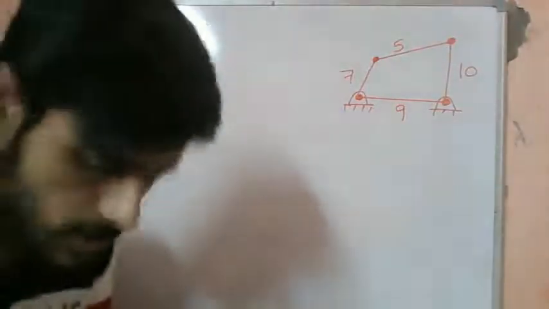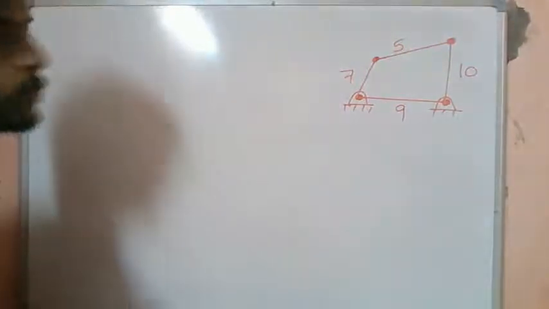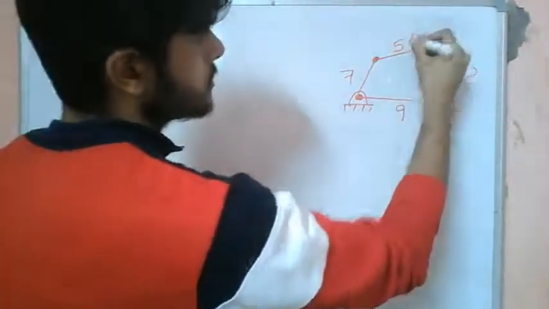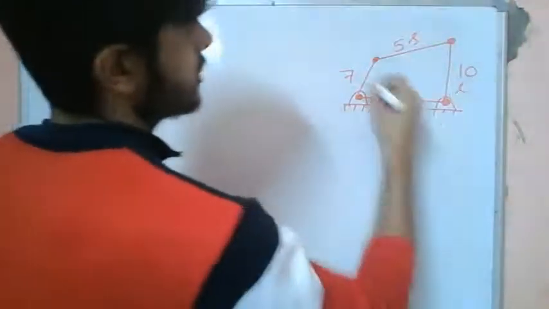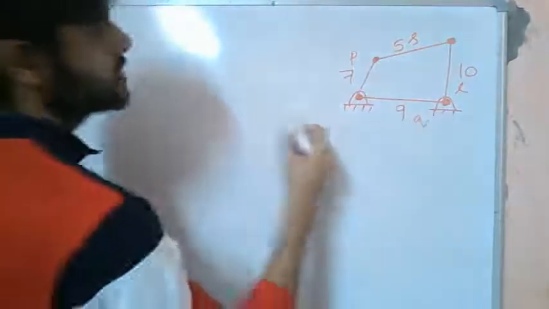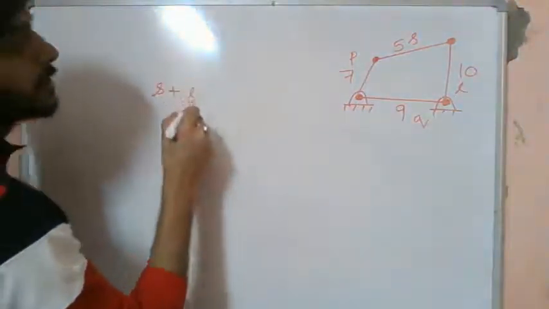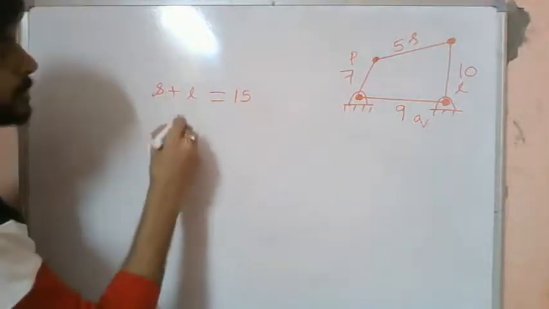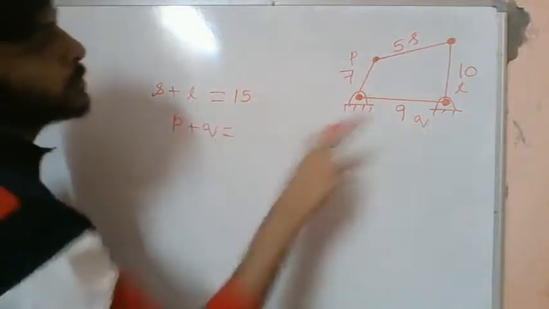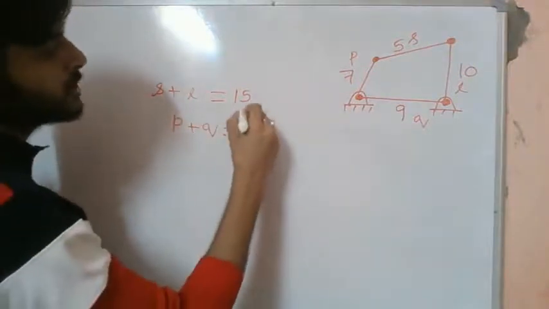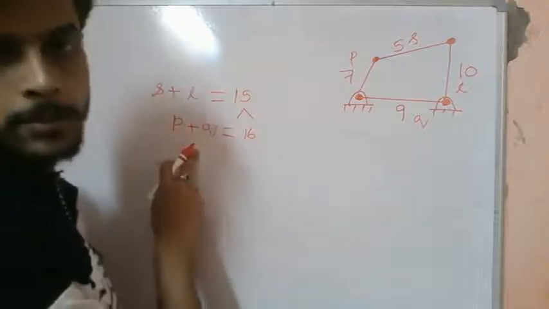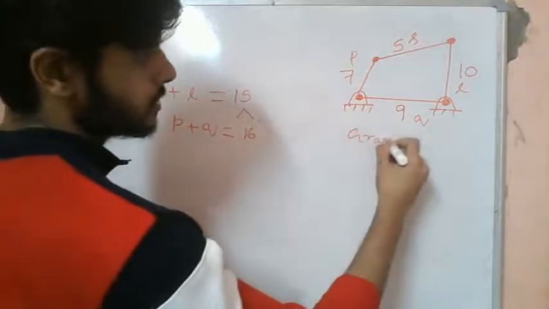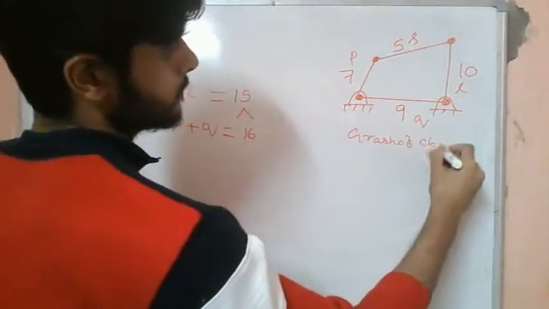First of all, the first idea is to check whether this is a Grashof chain or not. For that, this is the shortest link, this is the longest link, and the other two are, let's say, P and Q. So S plus L equals 15, and P plus Q is 7 plus 9, which is 16. So S plus L is less than P plus Q. So this is a Grashof chain.